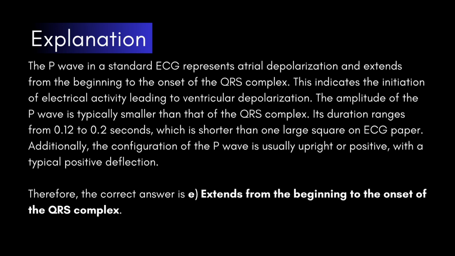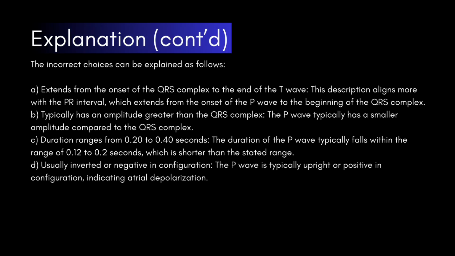Let's go ahead and see why the other answer choices are incorrect. A, extends from the onset of the QRS complex to the end of the T wave. This description aligns more with the PR interval, which extends from the onset of the P wave to the beginning of the QRS complex. B, typically has an amplitude greater than the QRS complex. The P wave typically has a smaller amplitude compared to the QRS complex.